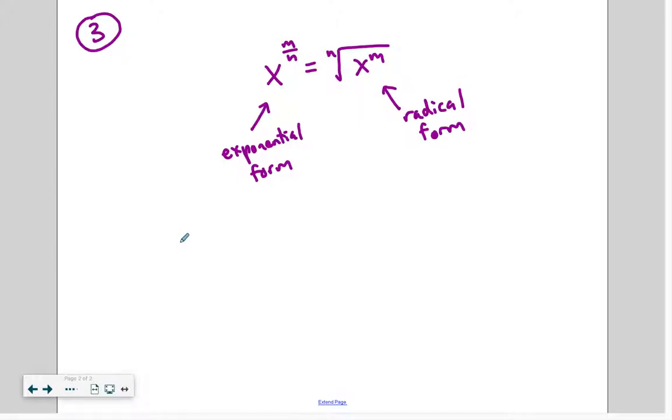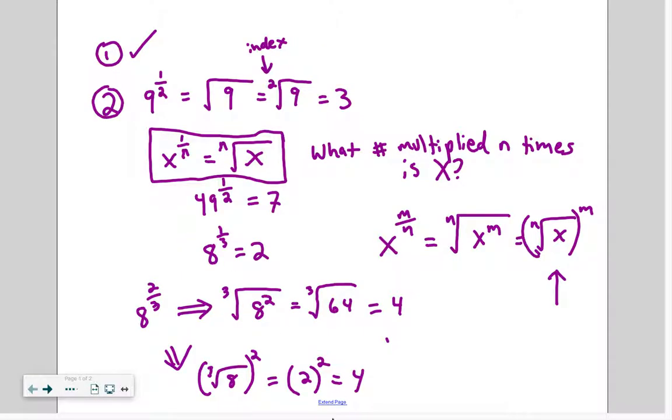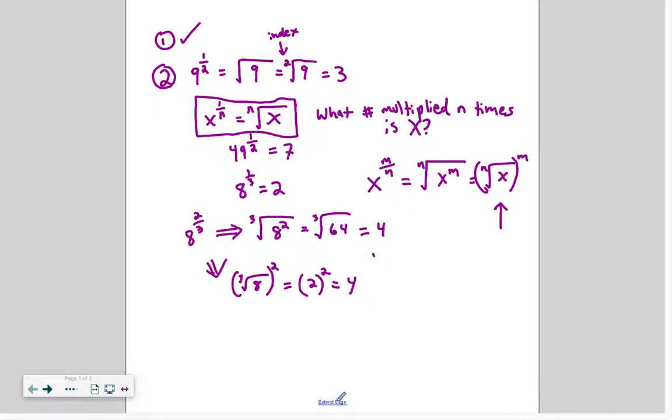Oh, you know what? There was one more I wanted to do. Let me go back to that really fast. We're going to extend the page. I wanted to do one more here. We'll come back to that in just a minute.